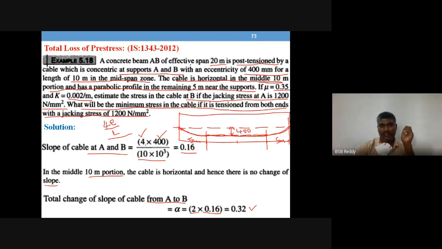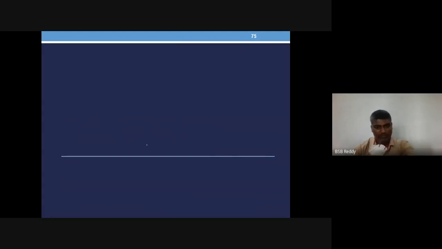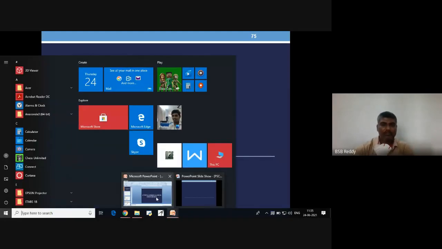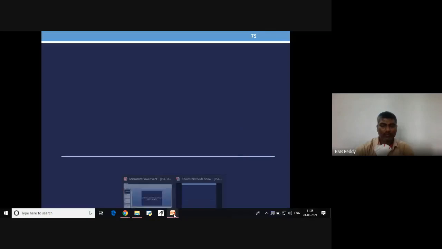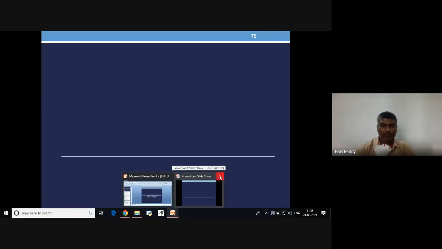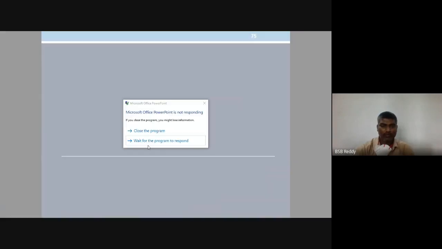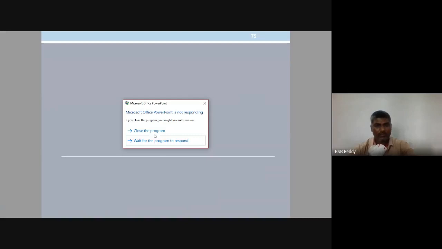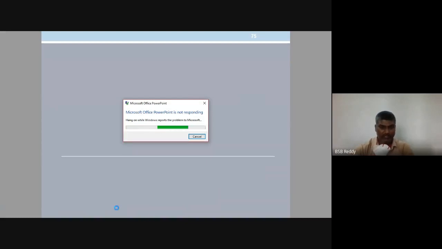Estimate the stress in the cable at B if the jacking stress is 1200. So if the jacking stress is 1200, okay, right, just a second.